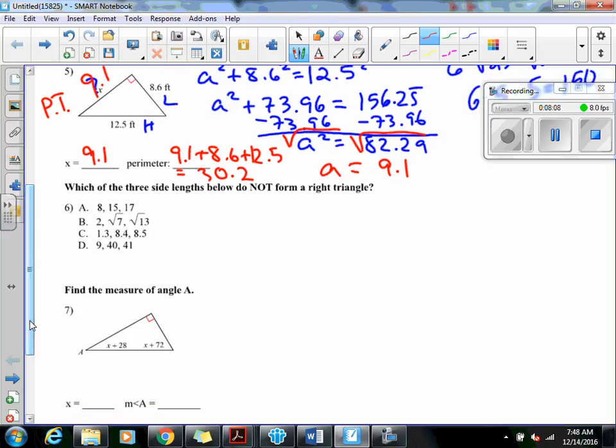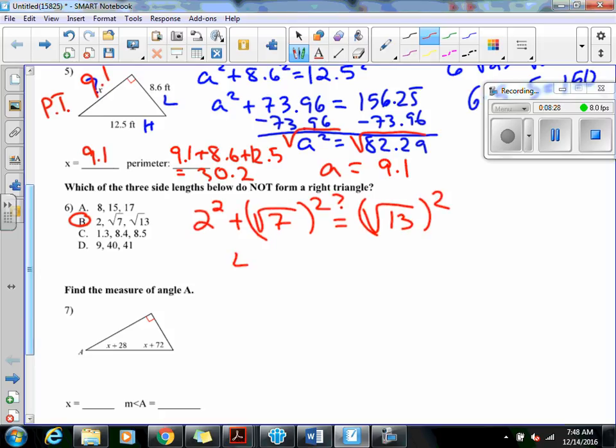Number 6. So for number 6, the correct answer was B. It was kind of a process of elimination. It says, which one does not form a right triangle? And so you're testing to see if 2 squared plus radical 7 squared equals the square root of 13 squared. This gives you 4 plus 7, which is not equal to 13, because this is 11. So that's why that does not form a right triangle, because it does not work in the Pythagorean theorem. Any questions? Ma'am? What about the perimeter? You add all the sides up.